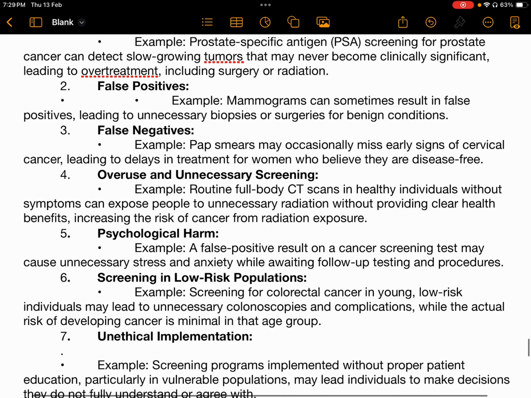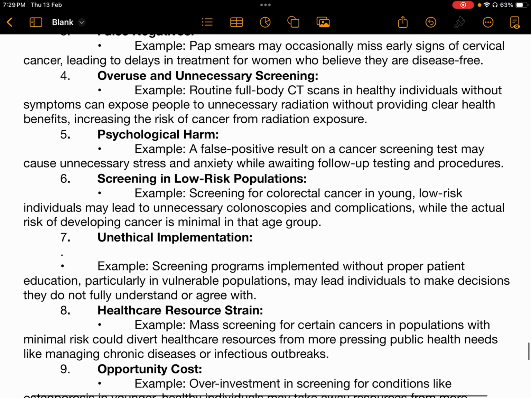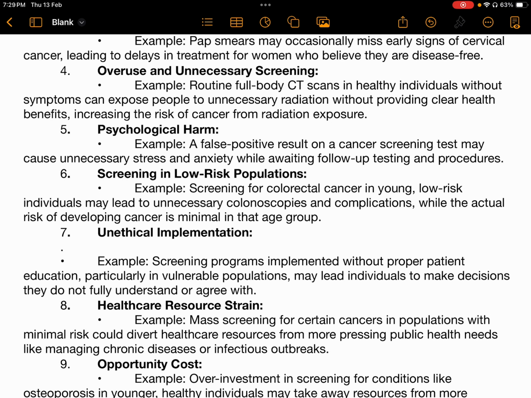Then is screening in low risk populations. When screening is applied to a population with low risk for a particular disease, the likelihood of false positives increases, while the benefits of detecting disease early are minimal. Like screening for colorectal cancer in young, low-risk individuals may lead to unnecessary colonoscopy and complications, while the actual risk of developing cancer is minimal in that age group.